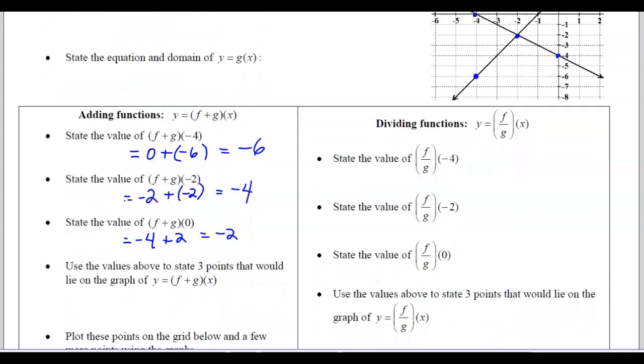Okay, use the values above to state 3 points. So that would be on the graph of the sum of the two functions. So that first point would be -4 for x, -6 for y. Second point would be -2 for x, -4 for y. Third point would be 0 for x, -2 for y.